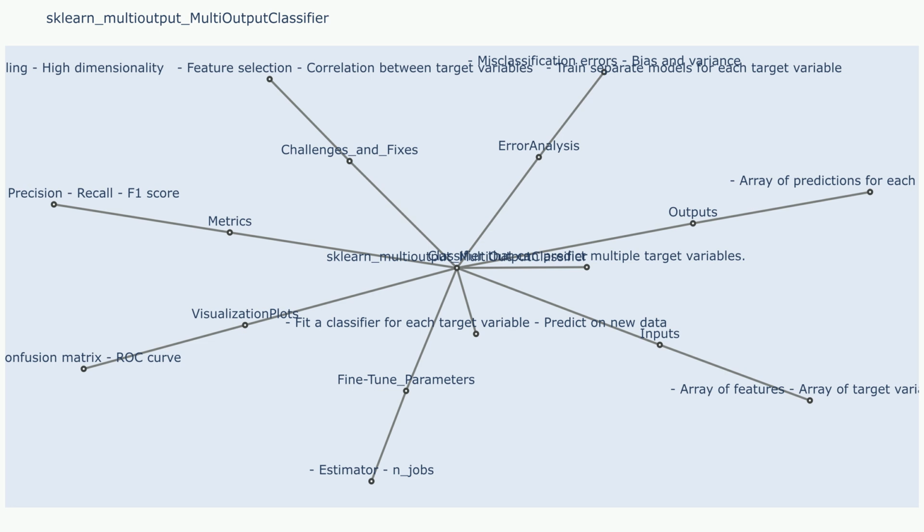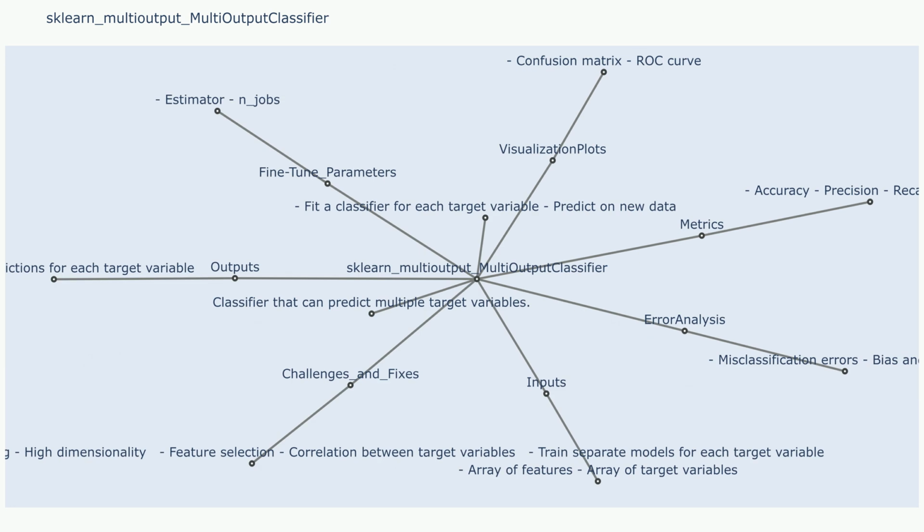Uncertainty method 2: ensemble methods. Using an ensemble of estimators within the multi-output classifier, such as random forest classifier, can provide an indication of uncertainty through the variance of predictions across different estimators.